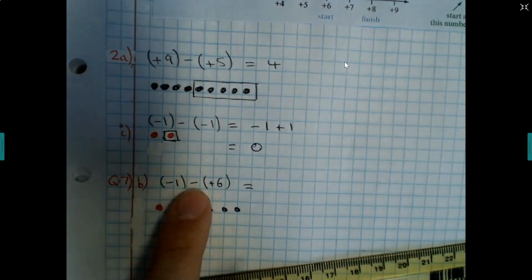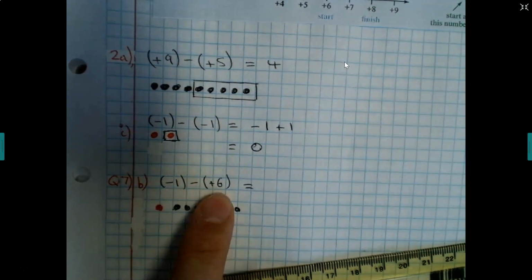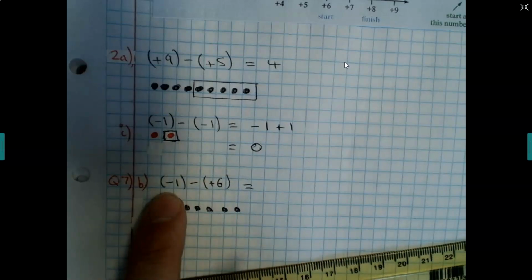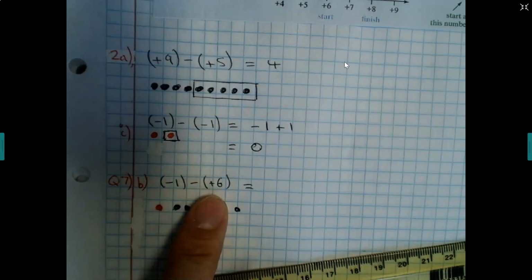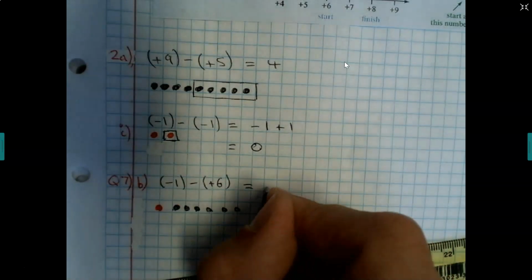So I've got -1 subtract +6. If we think of our number line, again, our starting point on the number line would be -1. And then I'm taking away +6. So which way would I move on the number line? Good. Left, and it would go to -7.